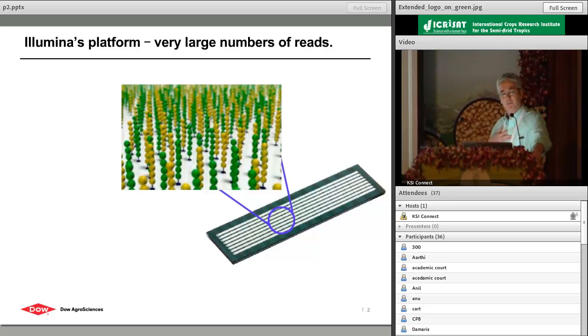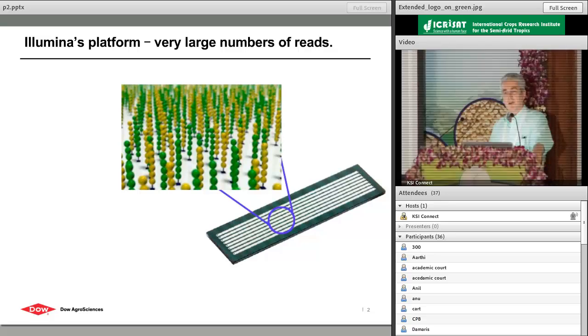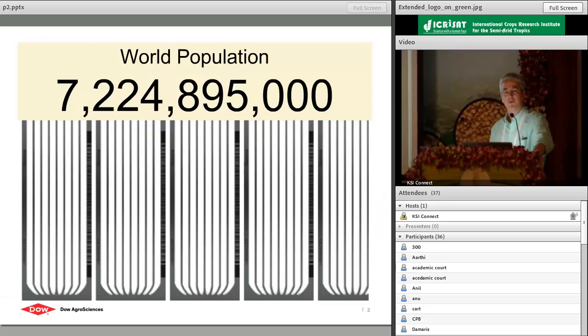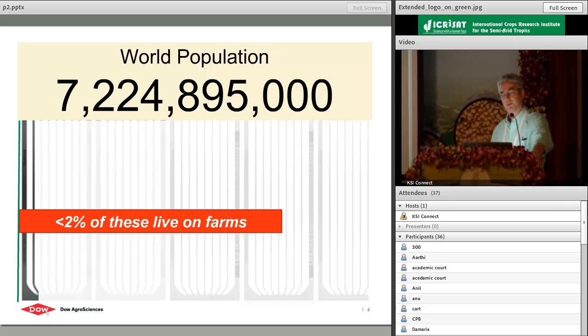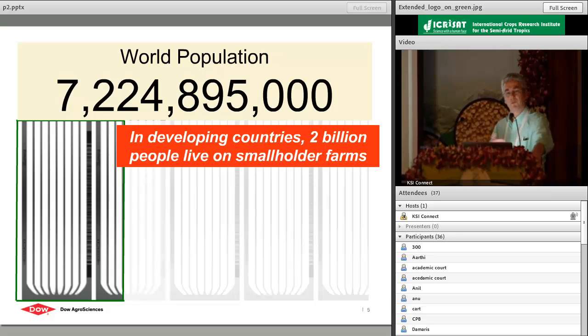And I work for an agricultural company, a seed company, and a major customer base are the US farmers. And so it's even more interesting when we point out that less than 2% of the US population live on farms. And that's that thin green line on the left-hand side of the slide. This is in very stark contrast to developing countries where over 2 billion people live on smallholder farms. So I think it's very important that we focus not only on crops that are critical for the developed world, but also that we use these same technologies to apply to crops that are not of interest to the big multinational companies usually. And cassava is one of those.